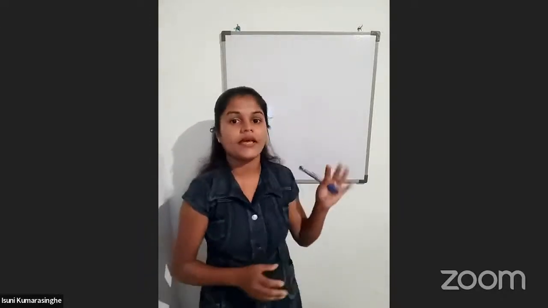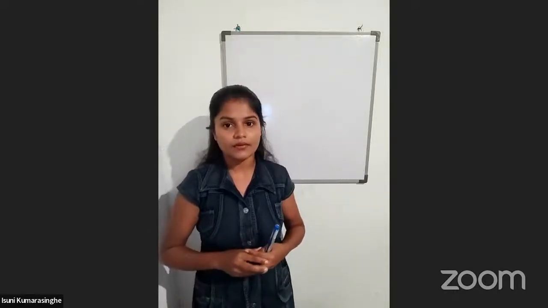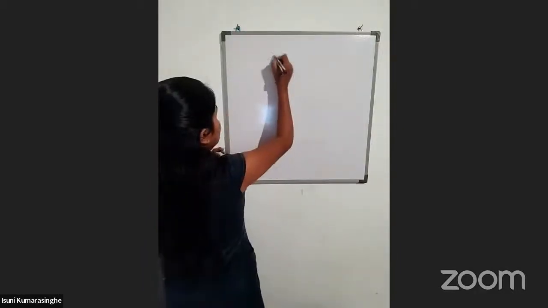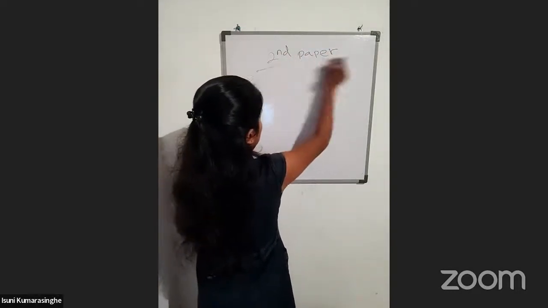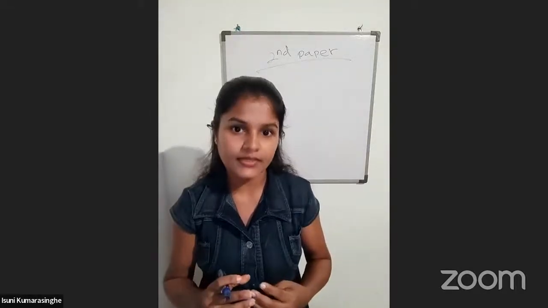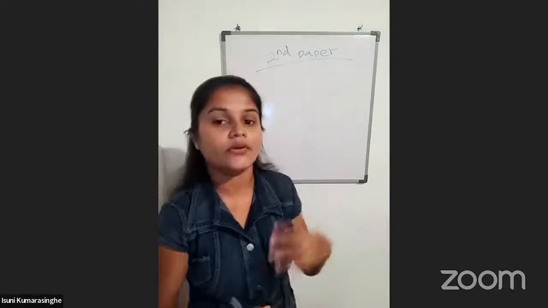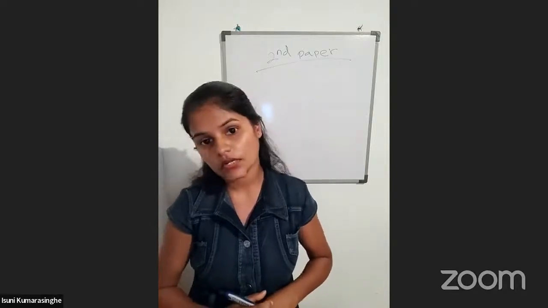I think you all now have an idea about how the paper and the questions are allocated, how the marks are allocated, and how you can manage the time and all the things. And now we'll move on to the second paper, and from which lessons the questions are allocated in the second paper. Okay, I already told you paper 1 has 40 MCQ questions.